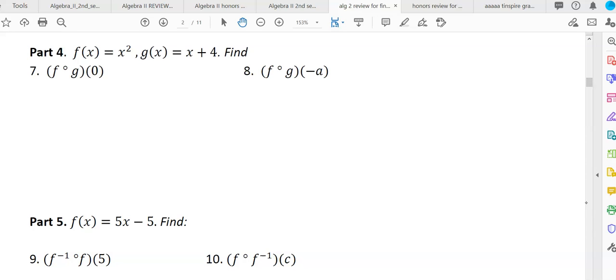Okay, so this one is composed. So this is really the same thing as f of g of 0. So let's do the inside part first. What's g of 0? Let's say g of 0 is when I plug in 0 right there. 0 plus 4 is 4. Now plug that into the f function where there's an x. So 4 squared is 16.